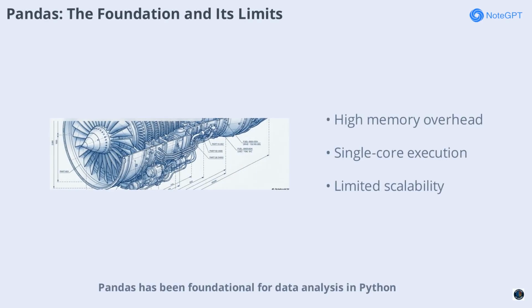Pandas has been foundational for data analysis in Python. Its intuitive API and rich ecosystem make it a favorite for many. However, as datasets grow larger and hardware becomes more powerful, Pandas' architecture starts to show its age. High memory overhead and single-core execution are common pain points. Transformations often create multiple copies of your data, quickly eating up RAM. And because most operations are bound to a single Python process, your multi-core CPU sits mostly idle.